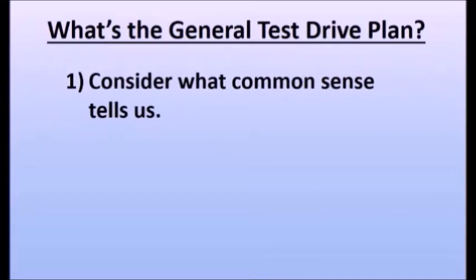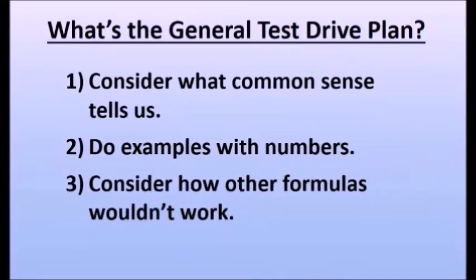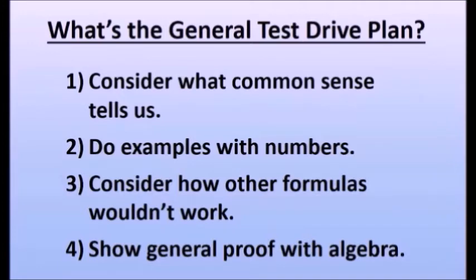In general, we'll start by considering what common sense tells us. Next, we'll try out some numbers and see if they match our common sense. Then, we'll consider other possible formulas for the Pythagorean theorem and show that they don't work since they fail the common sense test. And finally, we'll show that the Pythagorean theorem behaves as expected in all cases.